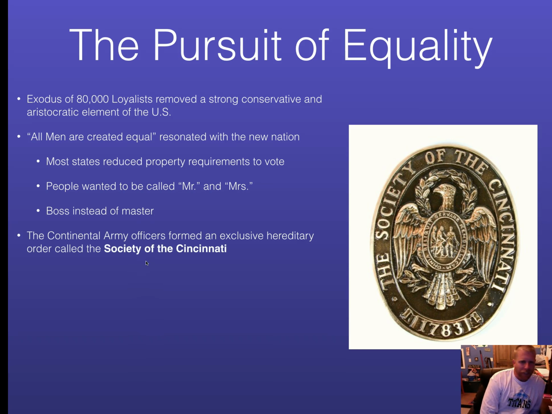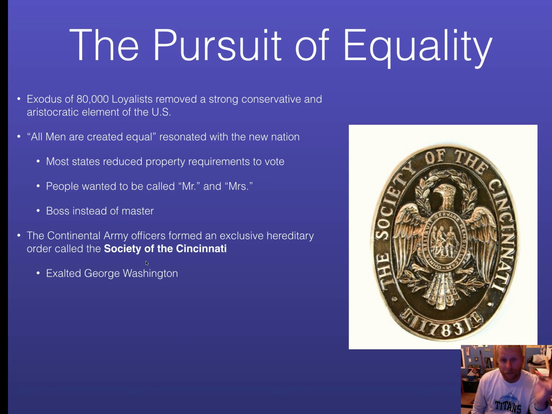The Continental Army officers formed an exclusive hereditary order called the Society of the Cincinnati. Cincinnati was an ancient Roman dictator who, legend has it, was plowing his field, and there was an emergency in Rome, and so he put down his plow or his garden tools, went and saved Rome, acted as a dictator, as a leader, and then returned back to his fields. They exalted George Washington, who did much of the same. He had left Mount Vernon to serve his country, first as a representative of Virginia and then as the general of the Continental Army, and then gave up his power.